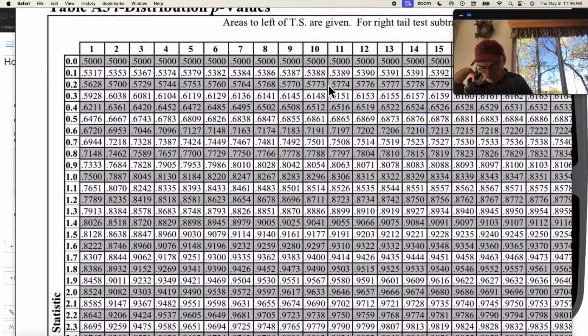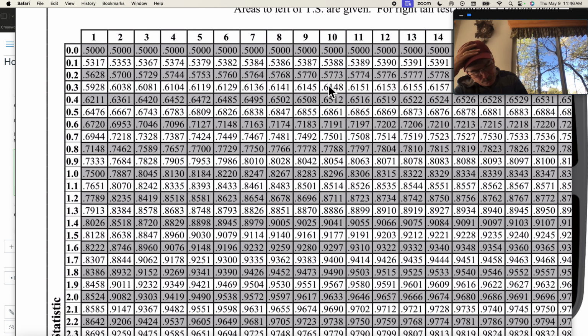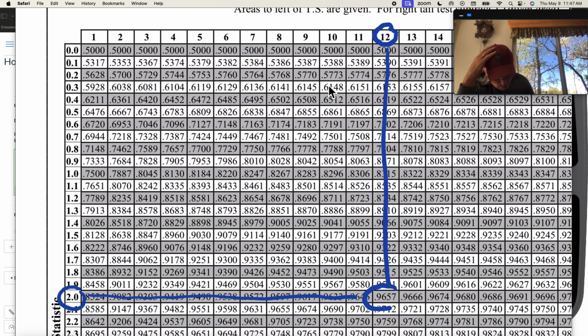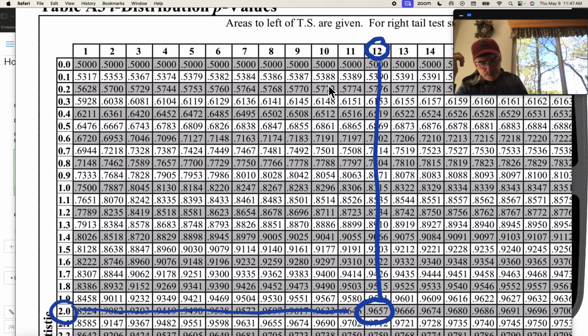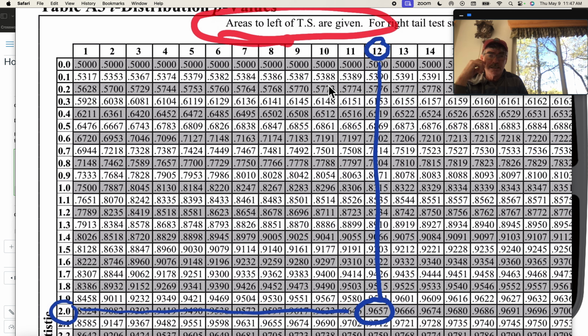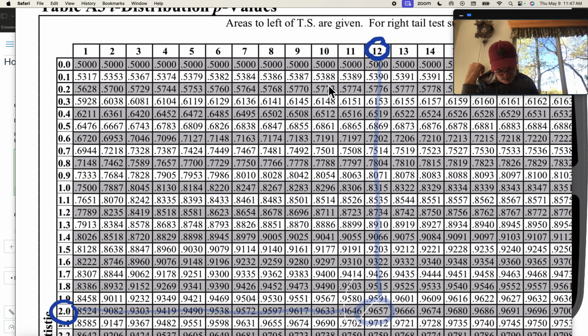Coming pretty close on this one. So 12 degrees of freedom right here, and 2.0 for the test statistic. 0.9657. And then just a quick pointer here. This is the area to the left of our test statistic. This is a right tail test, so we want the area to the right. Okay, so anyways, 0.9657.